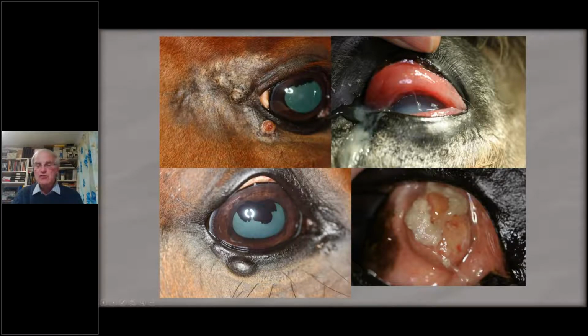This is a mast cell tumor on the third eyelid. Looks like a squamous cell carcinoma, but isn't. It's a mast cell tumor. And again, the shape matters. The shape has changed. The third eyelid is not normal, and the color has changed. So you've got that yellowish appearance, which is very characteristic of mast cell tumor in this location.